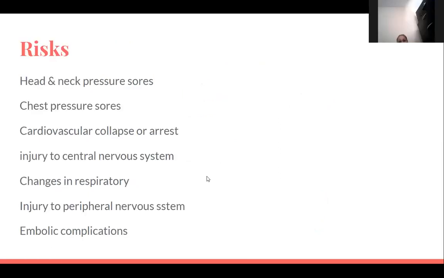And then the risks: head and neck pressure sores, chest pressure sores, cardiovascular collapse or arrest, injury to central nervous system, changes in respiratory, injury to peripheral nerve system, and then embolic complications.